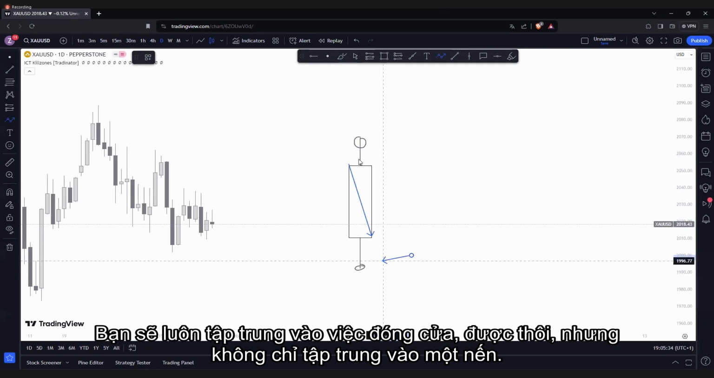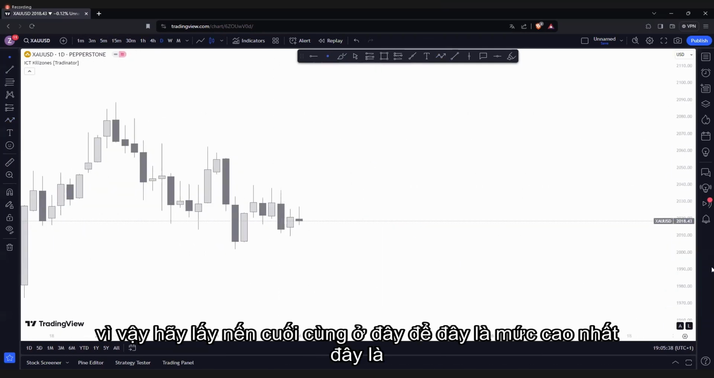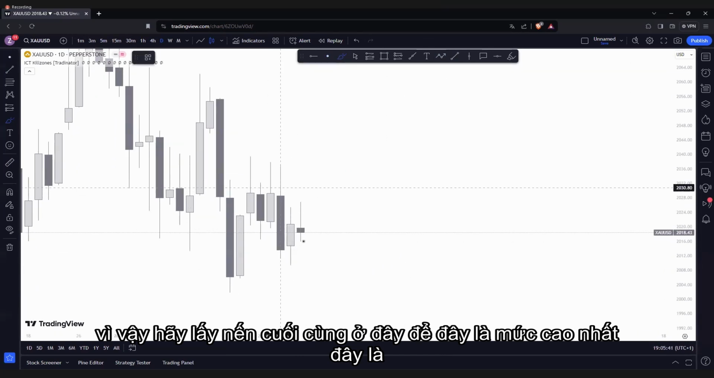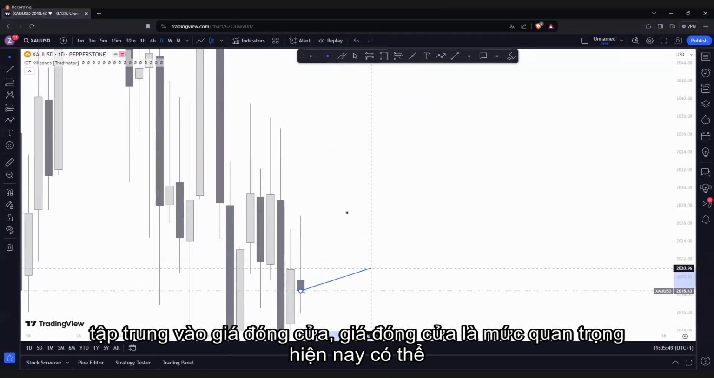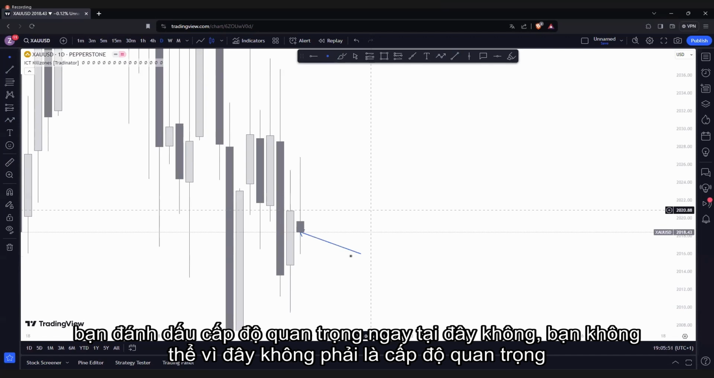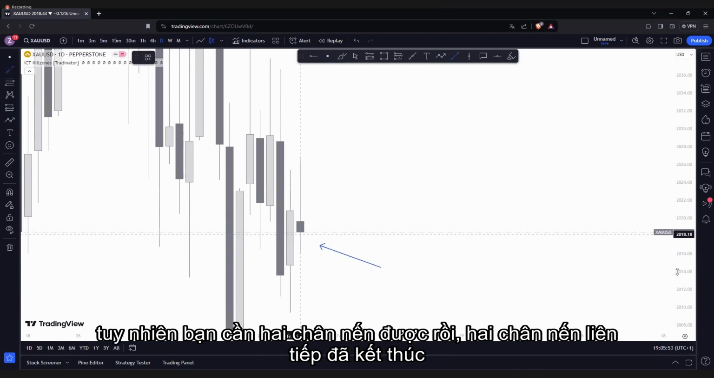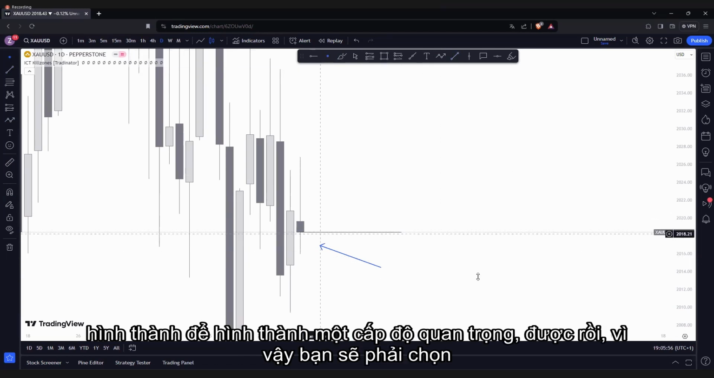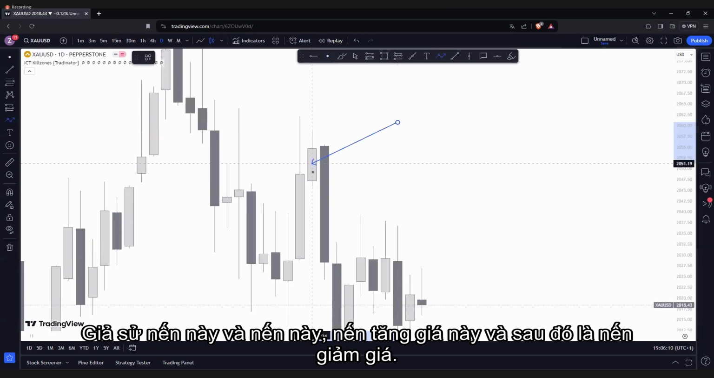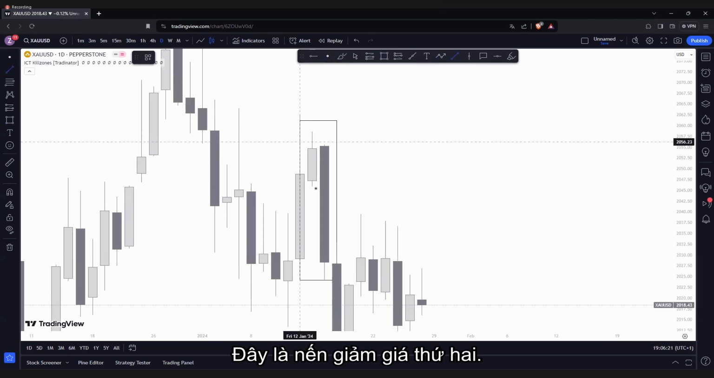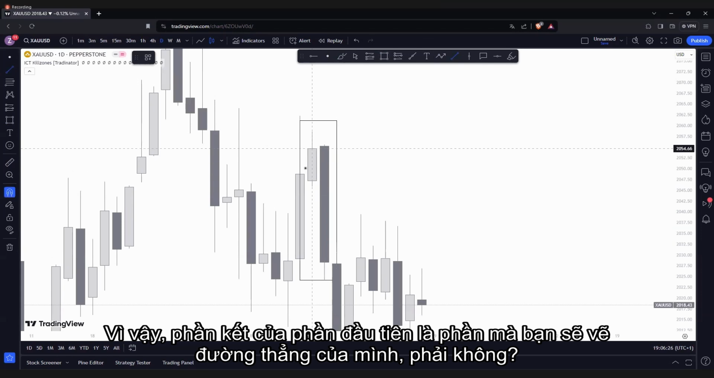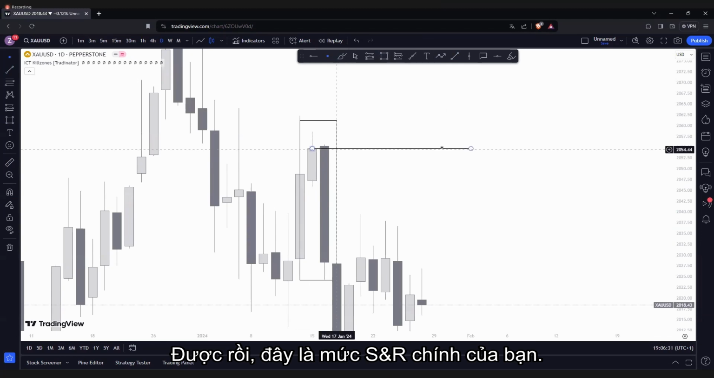But not just of one candlestick. Let me give you an example. Take the last candlestick here: this is the high, this is the low, this is the open, and this is the close. The closing price is the key level. Can you mark the key level right here? No, because it is not a key level yet. You need two consecutive candlesticks that have finished forming for a key level to be formed. So pick this bullish candlestick and then the bearish candlestick. You pick this pair, and then you draw on the closing of the first one. The closing of the first one is where you draw your line. This is your key SNR level.